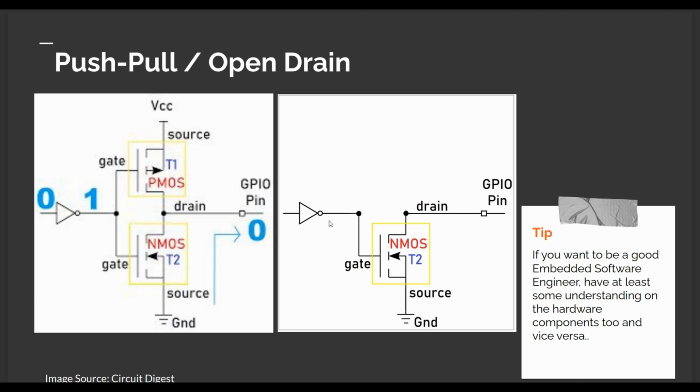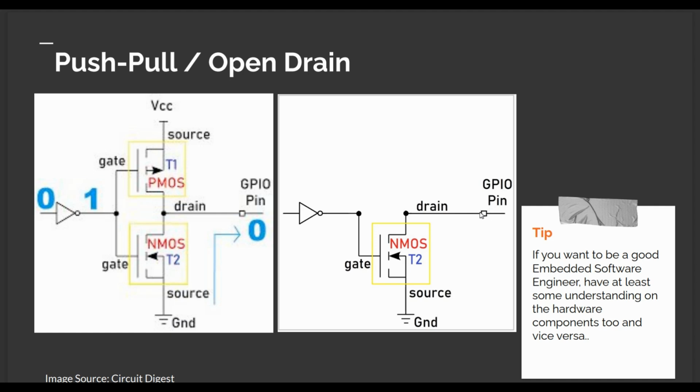Now we'll see the open drain configuration. In open drain configuration, this PFET, PMOS, is removed. Now we only have the NMOS circuit here. When the CPU writes 0 here, it will be inverted and made a 1 here. As we know, if it is 1, the NMOS will conduct. So now when the input here is 0, NMOS is conducting, and the output pin GPIO, which is connected to the drain of the NMOS, will be connected to ground.